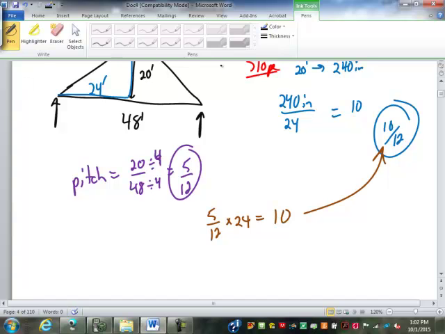If we are going the other way, you look confused, Kyle. Okay.